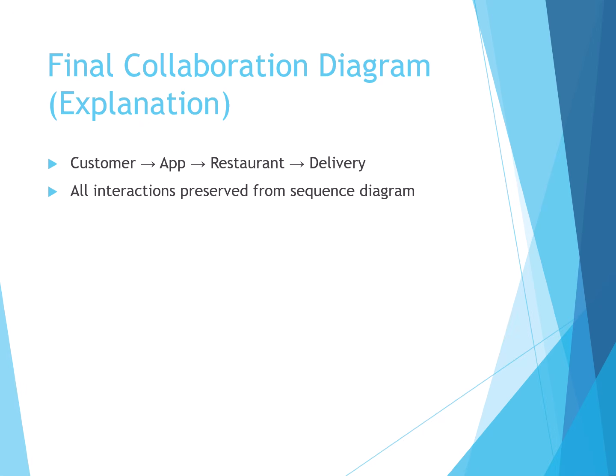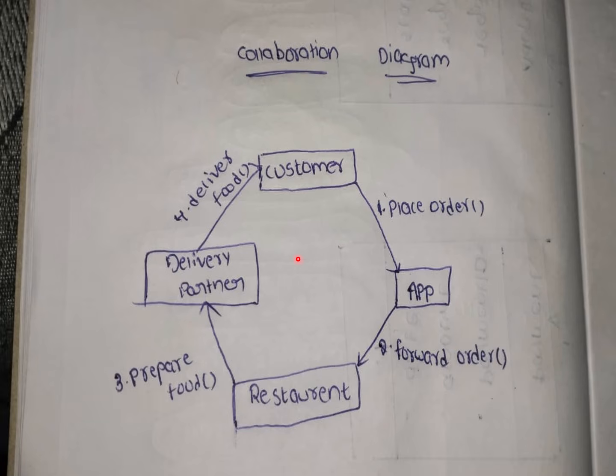We have to show all these connections. In this diagram you can see customer, app, restaurant and delivery partner, 4 objects that I have drawn, and after that I have represented the links with arrow marks. I have written the links yes or no, and place order, forward order, prepare food, deliver food. These are the 4 messages that we want to display.